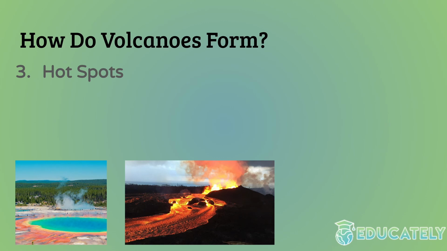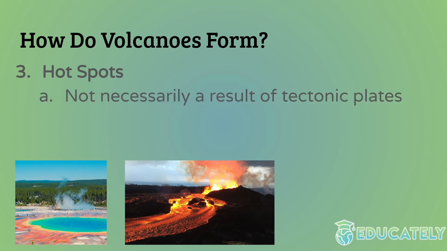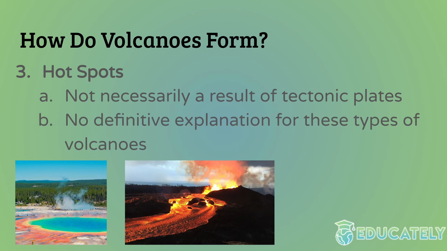There's a third way volcanoes form, and this way is known as hotspots. So hotspots aren't necessarily a result of tectonic plates, and because they're not a result of tectonic plates, it's a bit more unique. In fact, there's no really definitive explanation for these types of volcanoes. They're kind of just there. There are some hypotheses that suggest why they may occur. One example is that scientists think that there are just hot parts to the mantle that cause magma to form underneath the surface because of rocks melting because of these hot areas. Those just seep through and then cause volcanic eruptions.